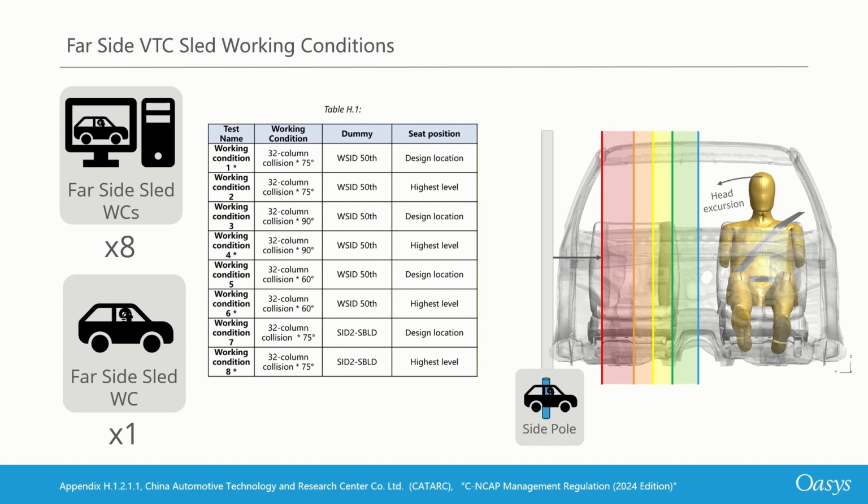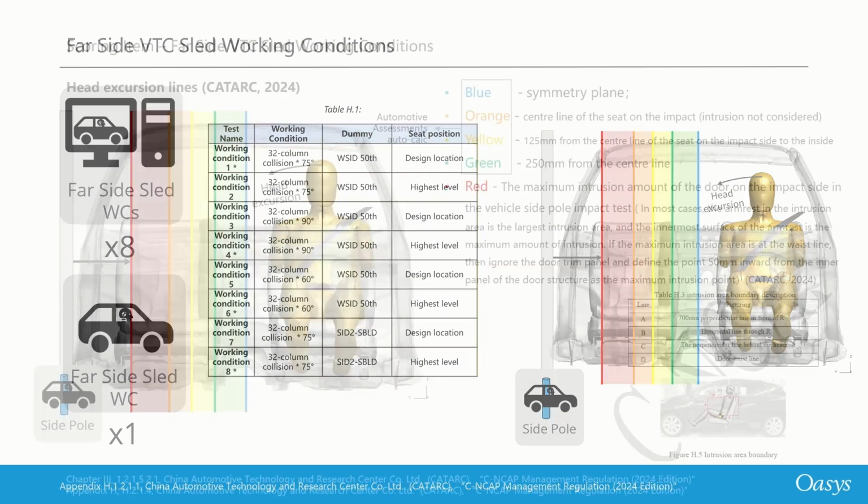So there are 8 working conditions. Working conditions 1 to 6 are with a world SID occupant, and working conditions 7 and 8 are with a SID 2S occupant. As I mentioned before, one of these is going to be randomly selected, so depending on which one is selected, you'll need to perform a physical test and correlate against it. Now these are sled tests, and the head excursion will be measured in these tests, and one important parameter that you'll need from your physical side pole test is the distance to the red line from the head center of gravity, which I'll cover in the next few slides.